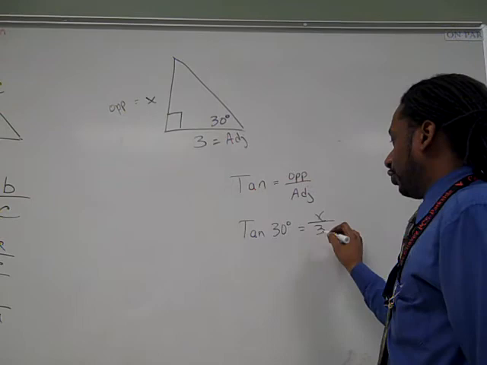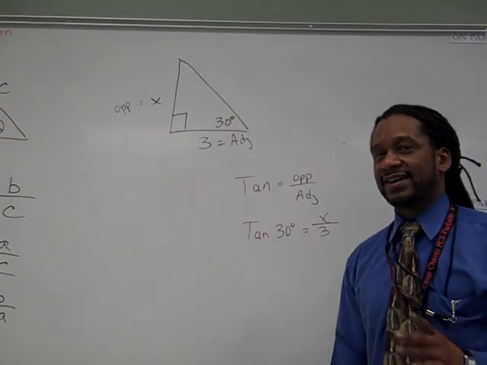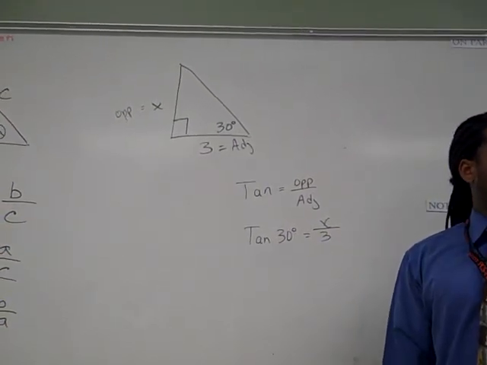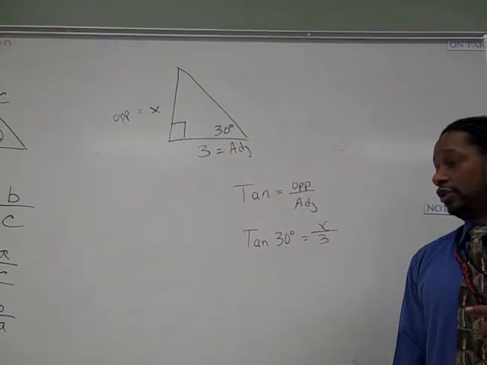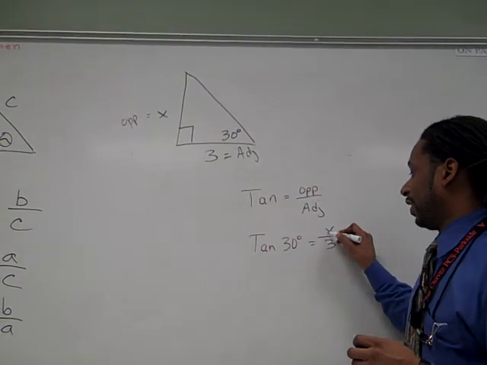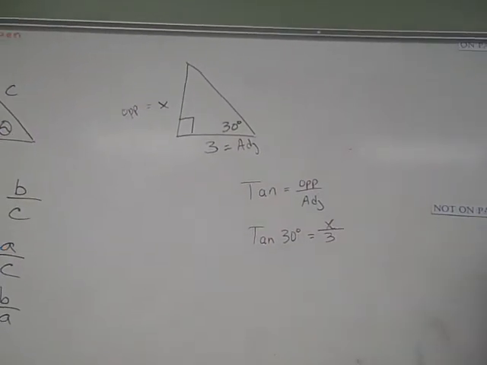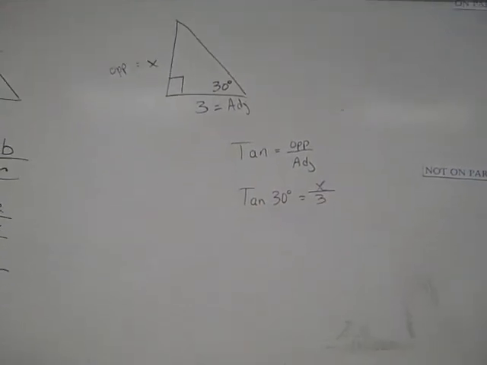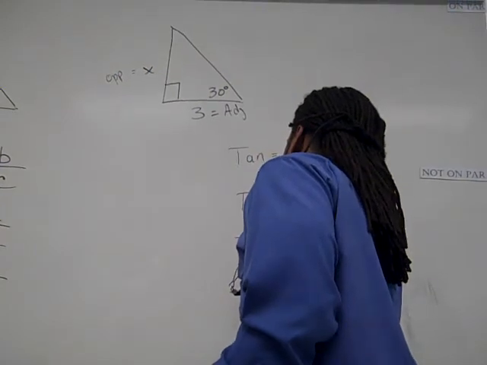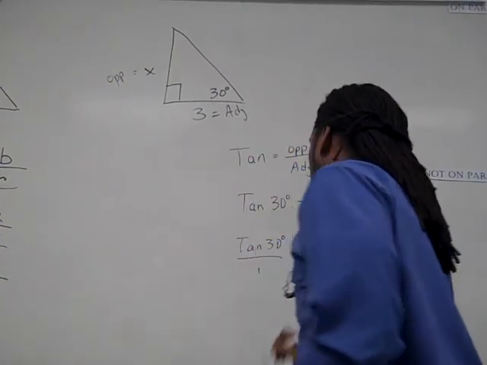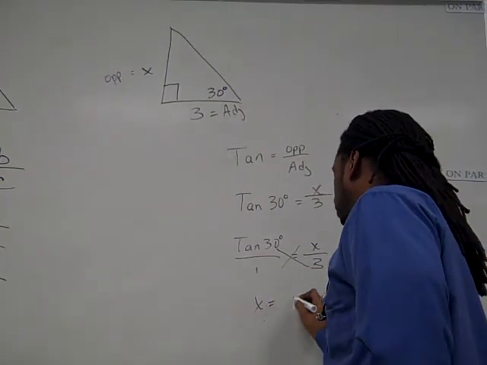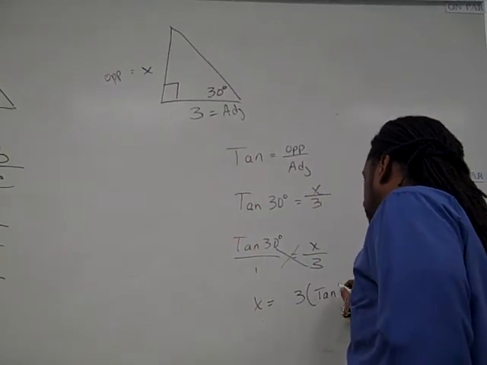X over 3. Now, how am I going to solve for x? I want to get x by itself. Think, how can I solve for x? Raise your hand, don't yell out. Yes? What about doing both sides? No. Multiply by the reciprocal. I want to get x by itself. It's another way. Cross multiply, but what do I have to do before I cross multiply? Under tan 30. Thank you. I got to put a 1 under tan 30. Very good. Now what? Cross multiply, and I get x equals 3 times tan 30.